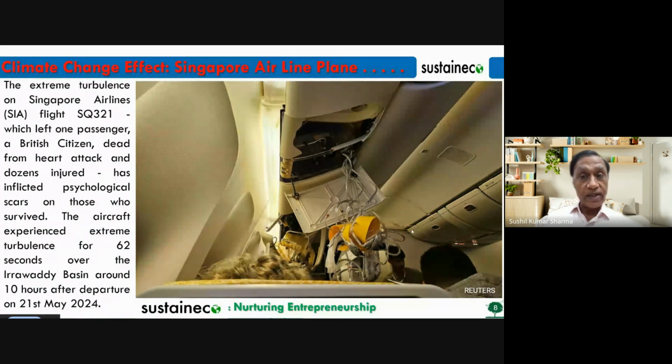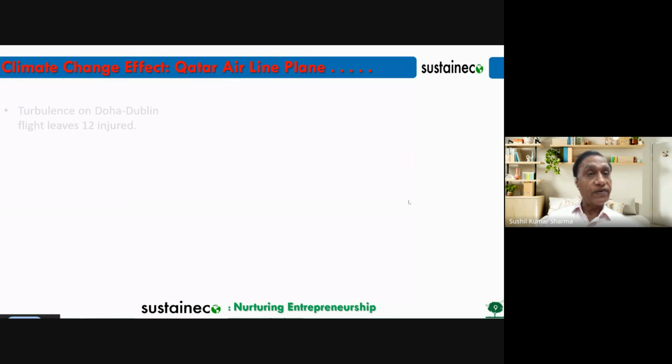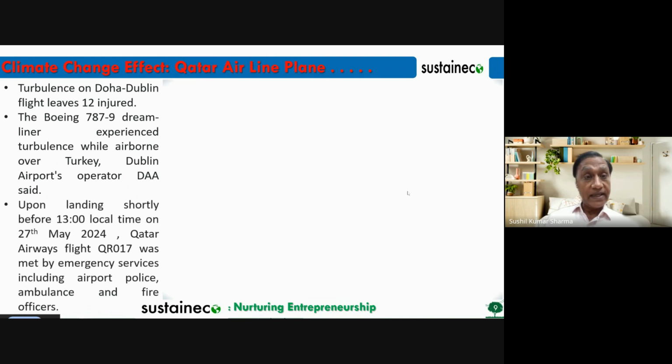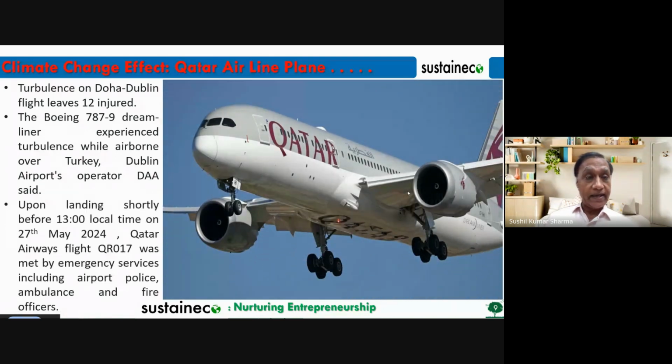What happened? The damages it suffered. A person lost his life, and many suffered trauma-like situations. This is not in isolation. Very next week, turbulence on a Doha-Dublin flight left 12 passengers injured. This is another one, of Qatar Airways, which happened on 27th May.